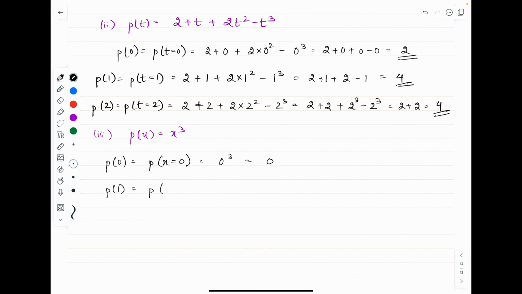P of 1. P of 1 means P of x equals to 1. Understood? P of when x equals to 1. X equals to 1 means instead of x cube we are writing 1 cube. 1 cube is 1. Now P of 2. Okay. P of 2 means P when x equals to 2. You are getting it? When x equals to 2, this is 2 cube. 2 cube is 8. So the answer is 8.